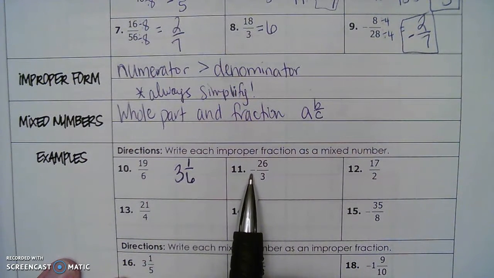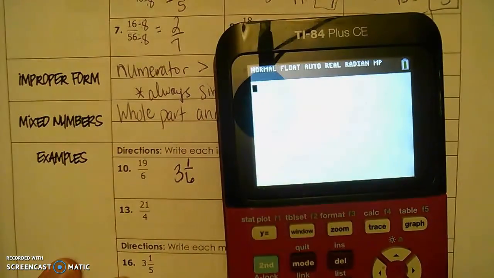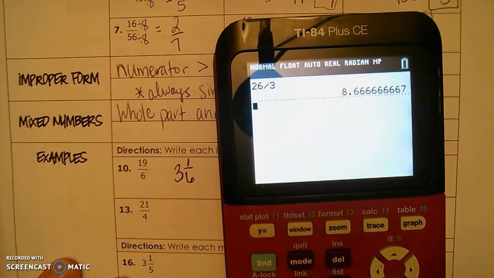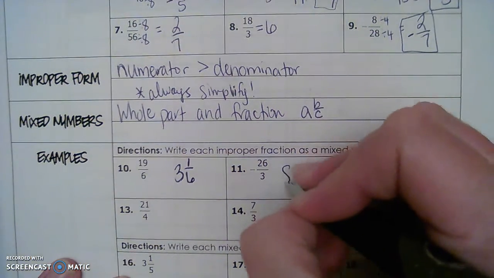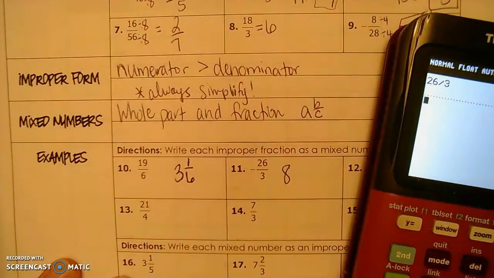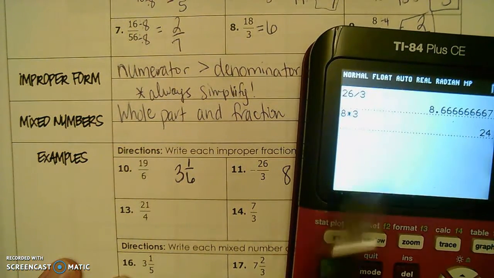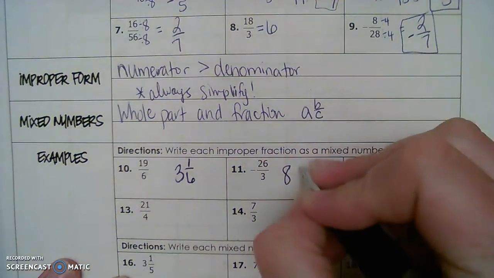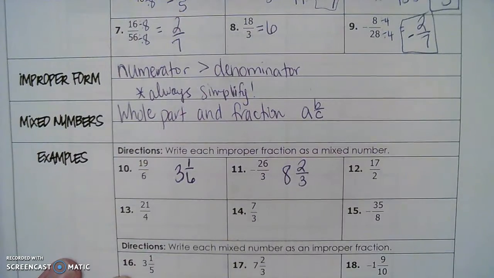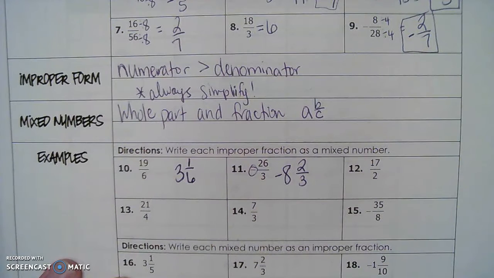When you have a negative, just ignore it at first. So again, you have to ask yourself, how many times does 3 go into 26? If we do 26 divided by 3, we get 8 whole ones. So then we need to do 8 times 3 is 24. So we've used 24 of the 26, so there are 2 left. So 8 2/3. Don't forget to write that as a fraction, and then you put the negative out in front of your whole number.